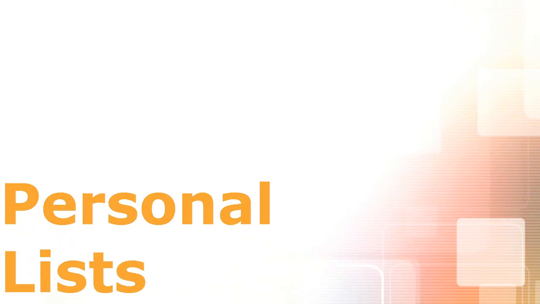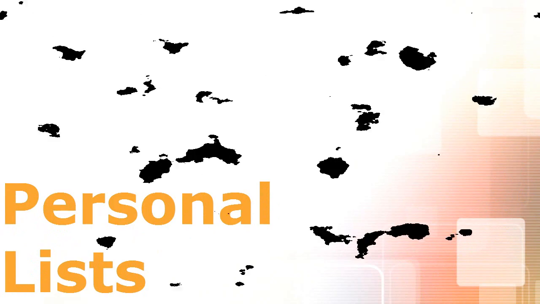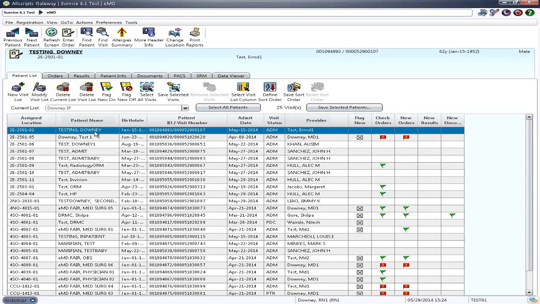You can create personal lists based on a certain amount of patients from your location-based list. This may be useful if you're a staff nurse and only want to see your assigned patients. There are 2 ways to create this list. The first one is by clicking on the first patient and dragging to highlight the patients you want. You will choose the Save Selected Patients button.